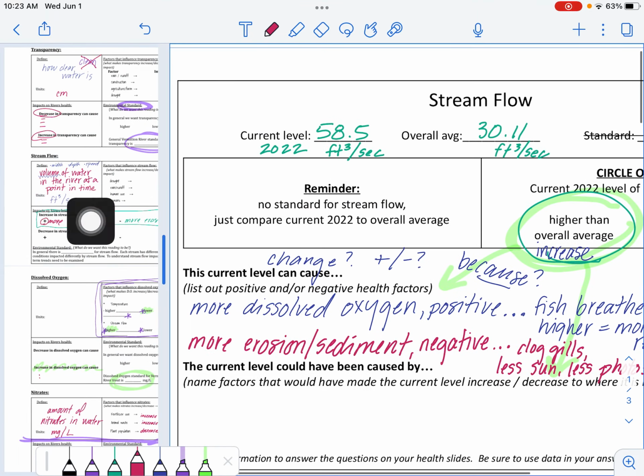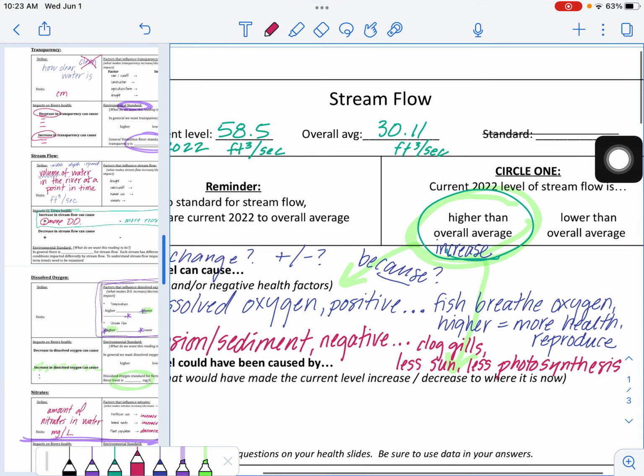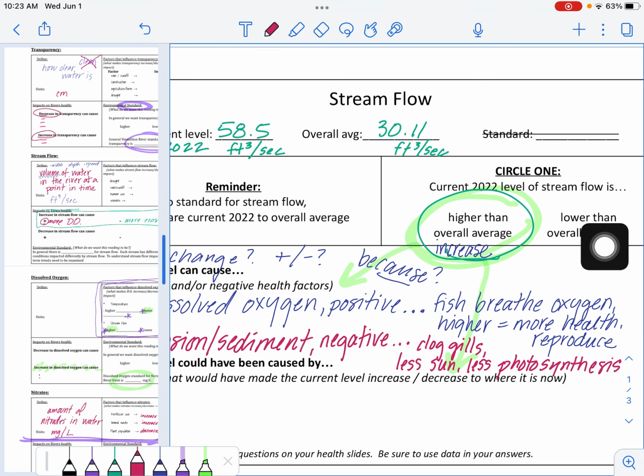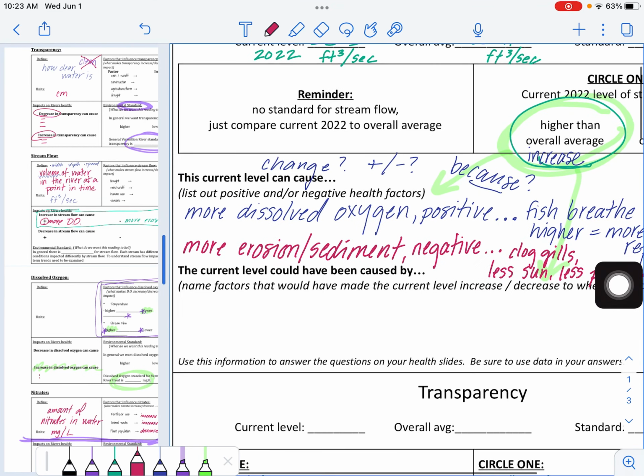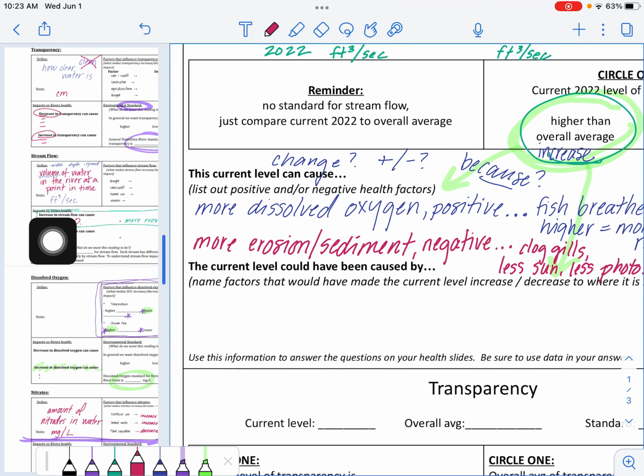So I first compared my numbers that I got from the Google Slides. I decided where that number was at. We noticed stream flow is higher than normal right now. If it's higher than normal, we looked at our notes to see, an increase in stream flow can cause what? What changed? Is that good or bad? And how do I know? And then the last question is, what can cause stream flow to go up in the first place?